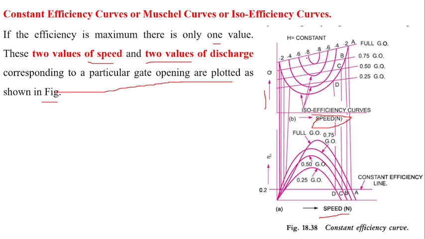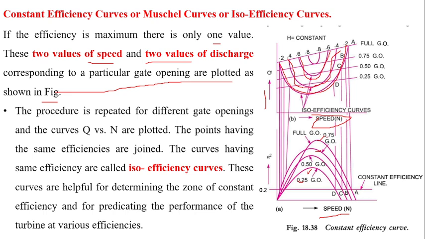We already saw that H is constant, whereas efficiency increases and reduces. Discharge, if you see here, is increasing up to a maximum discharge and then goes to zero. So at two speeds, on the same curve we are marking two speeds, whereas A, B, C, D correspond to 0.25 gate opening, 0.50, 0.75 and full gate opening.